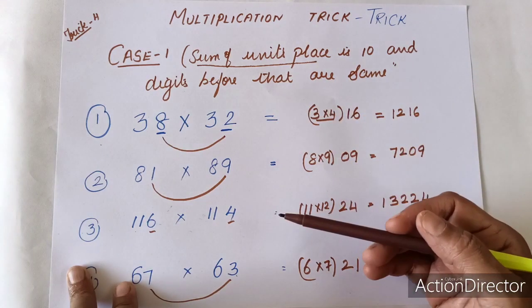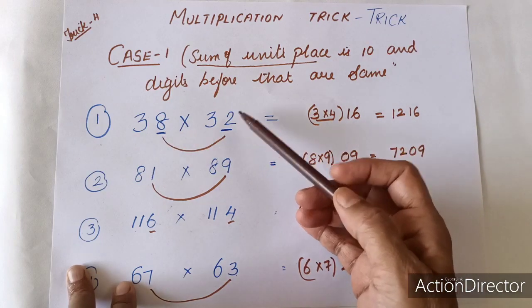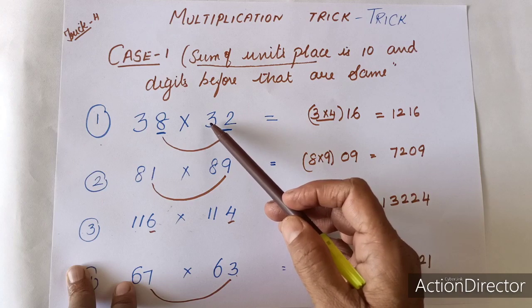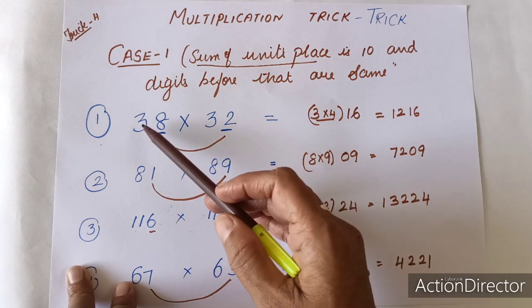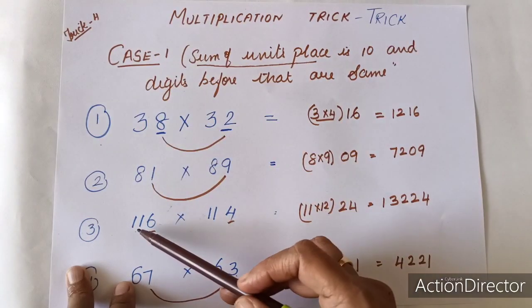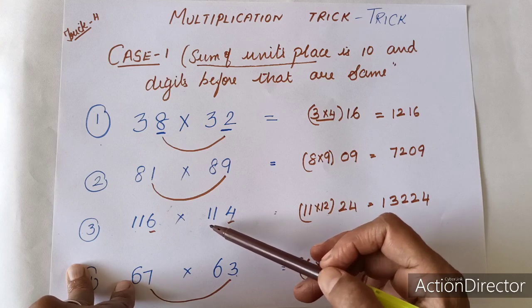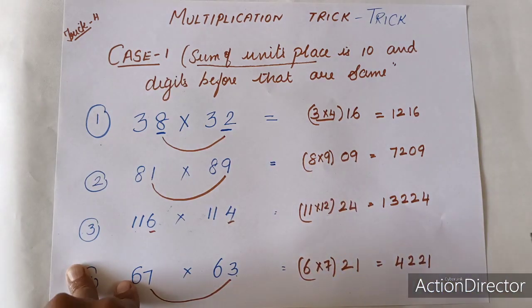Hope you understood this trick, where the sum of the unit place is 10 and the digit before the unit place are same. It can be tens place or hundreds place also. Both should be same. In this case, both are 3. Here you are having tens place and hundreds place same. Here also tens place and hundreds place are same. That is, the digits before the unit place should be same.